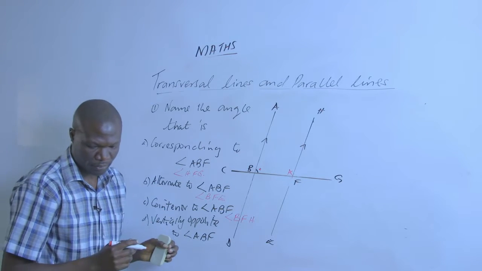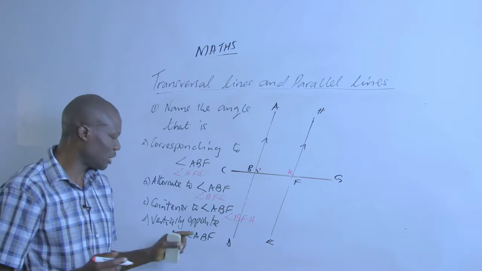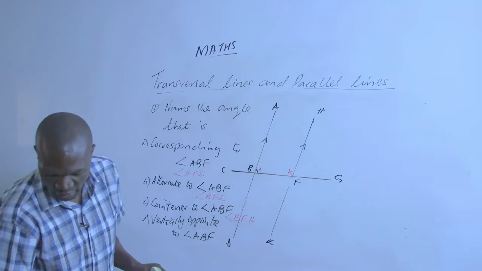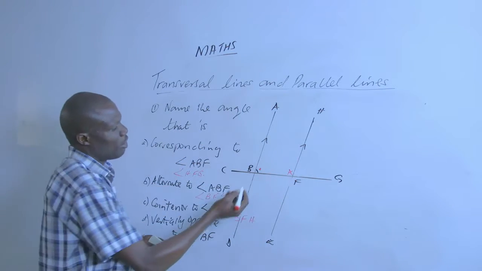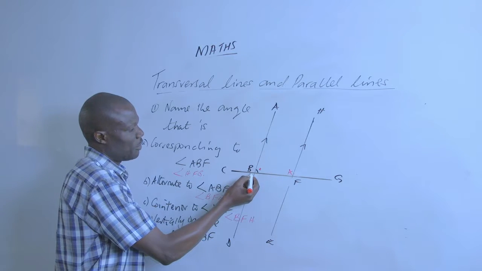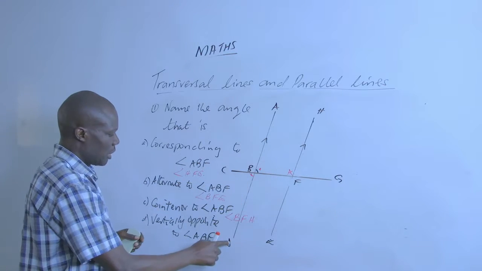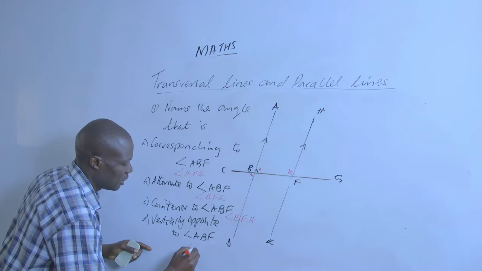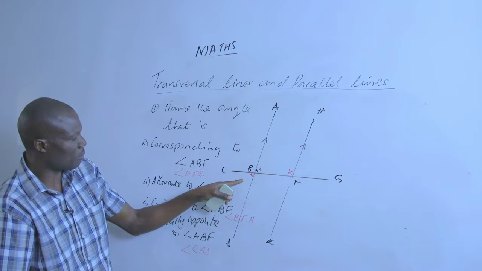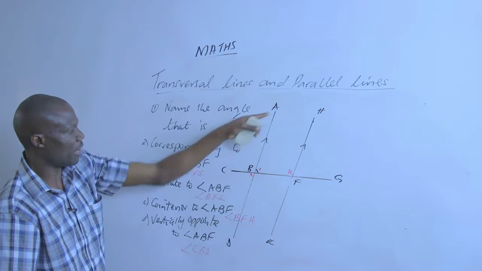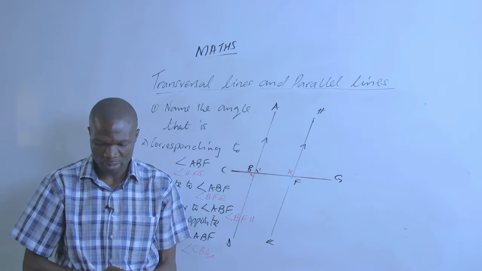And lastly, the angle that is vertically opposite angle ABF. This is ABF. Vertically opposite is just directly on the opposite side. You'll find that this is the angle we are looking for, and this angle is CBD. This angle CBD is vertically opposite angle ABF. That is what they are asking us to find in this particular case.